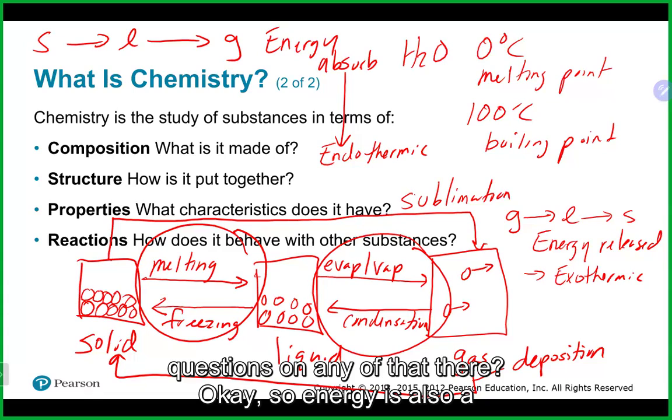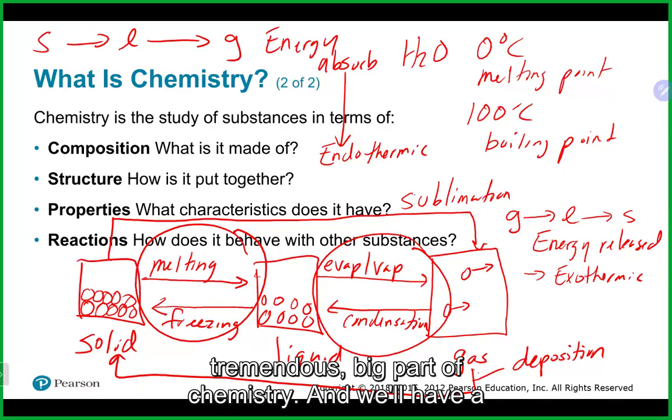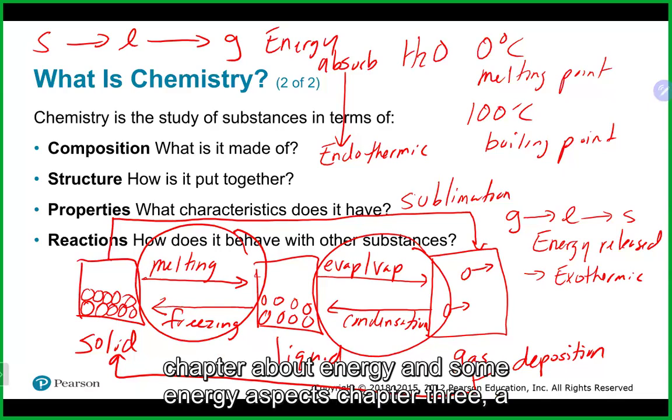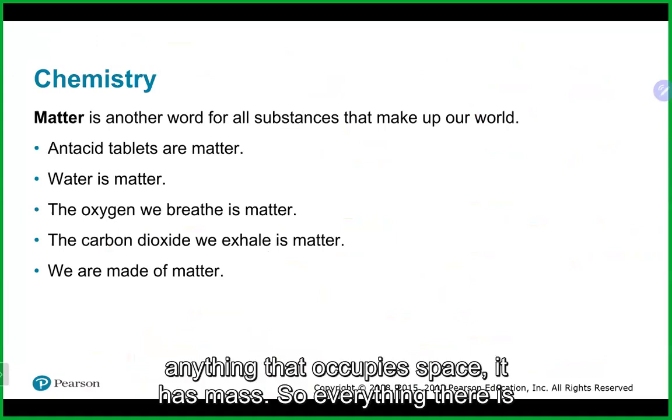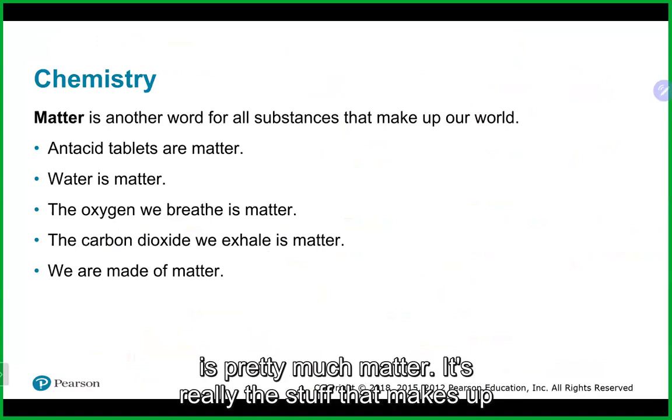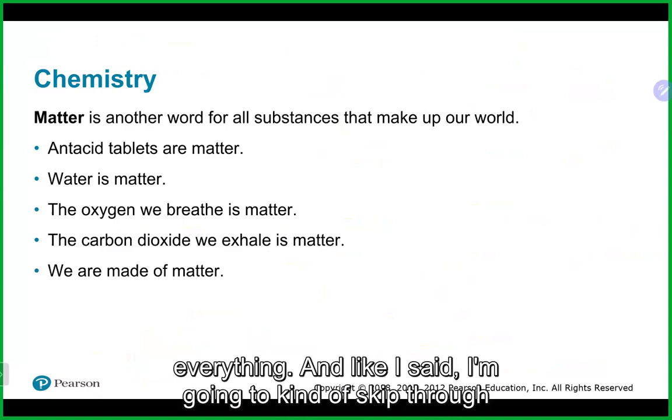Okay. So energy is also a tremendous big part of chemistry, and we'll have a chapter about energy and some energy aspects, Chapter 3, a little bit later on. Matter, as I mentioned before, is anything that occupies space and has mass. So everything there is pretty much matter. It's really the stuff that makes up everything.